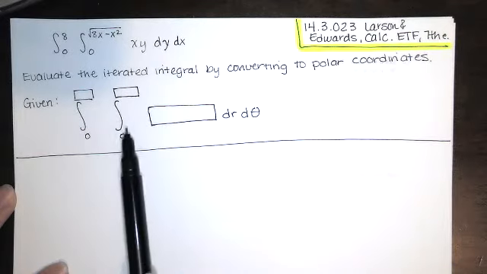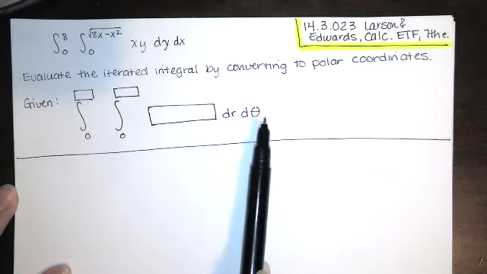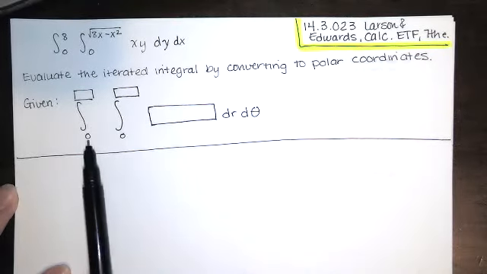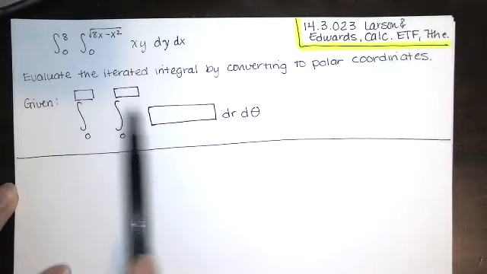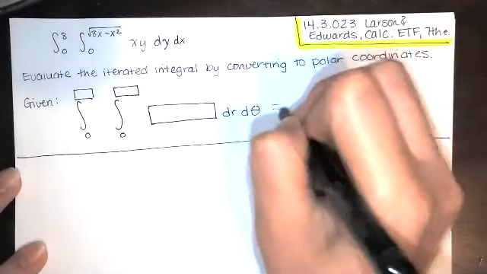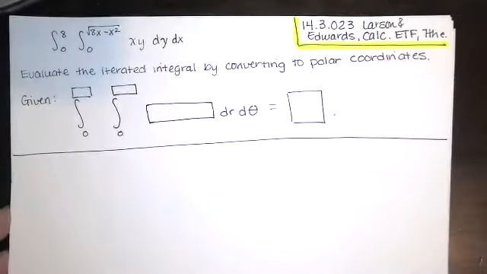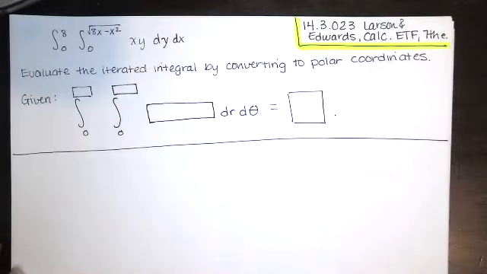So they're looking for r to go from 0 to some function of theta, and theta to go from theta equals 0 to theta equals some other number. They're looking for the correct integrand. And they also ask for the answer. So this is what you'll see if you're solving this problem in WebAssign.